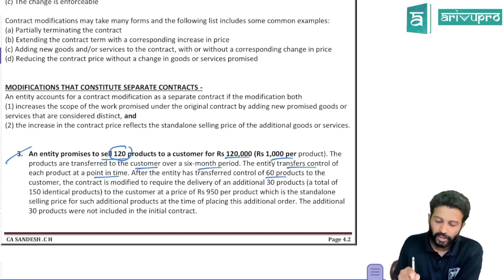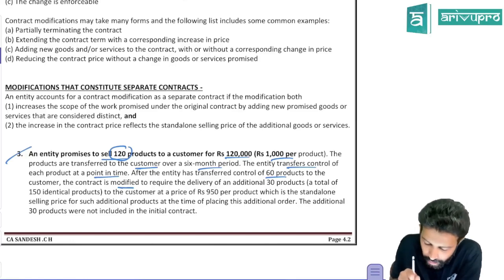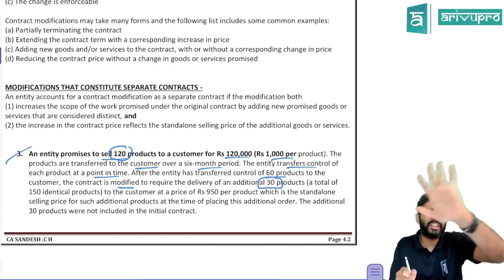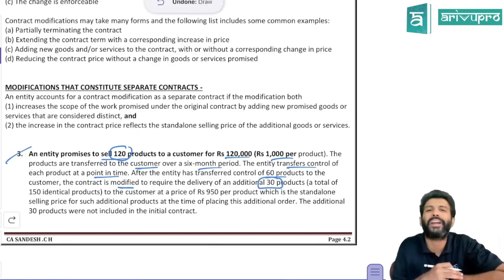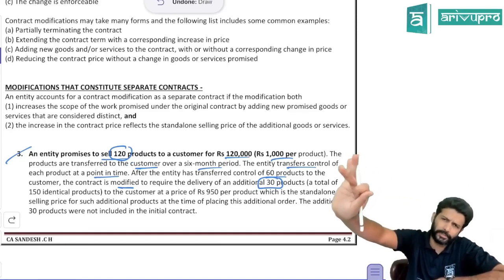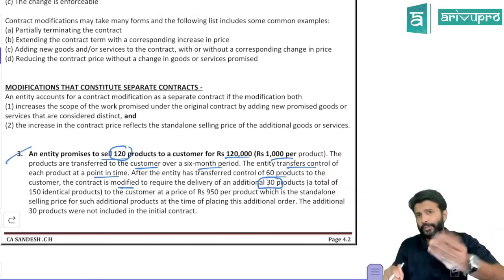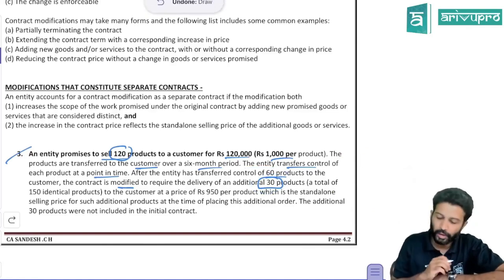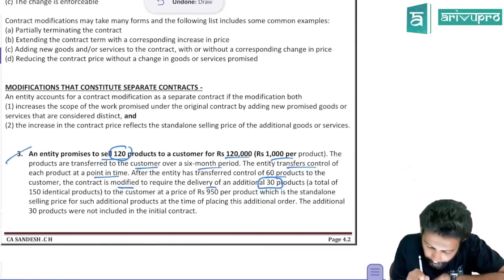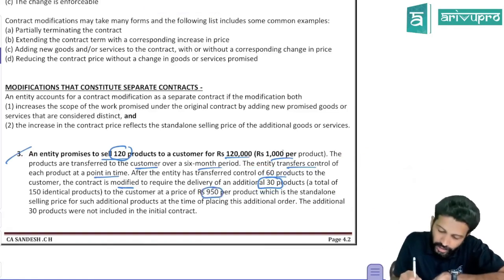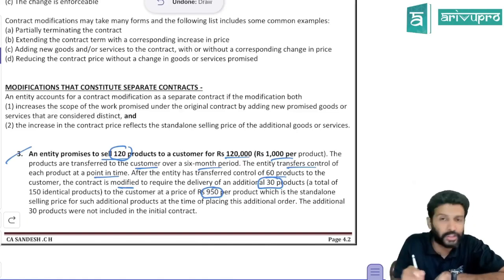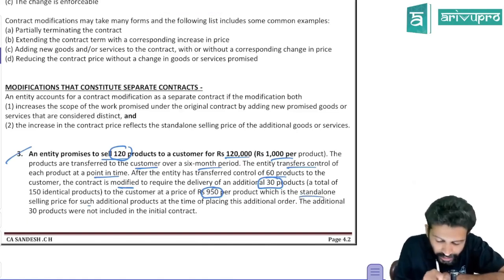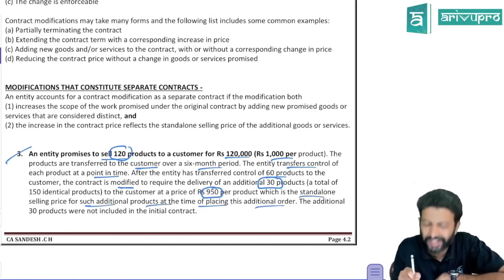After the control has been transferred for 60 products, the contract is modified. You did some modification to require the delivery of an additional 30 products. So initially, the total was to sell 120 products. Later on, after a few weeks or months, you modified the contract saying you have to deliver an additional 30 products at the price of 950. Original price was 1,000 per product. Here it is 950 per product for this additional product, which is the standalone selling price for such additional product at the time of placing the order.